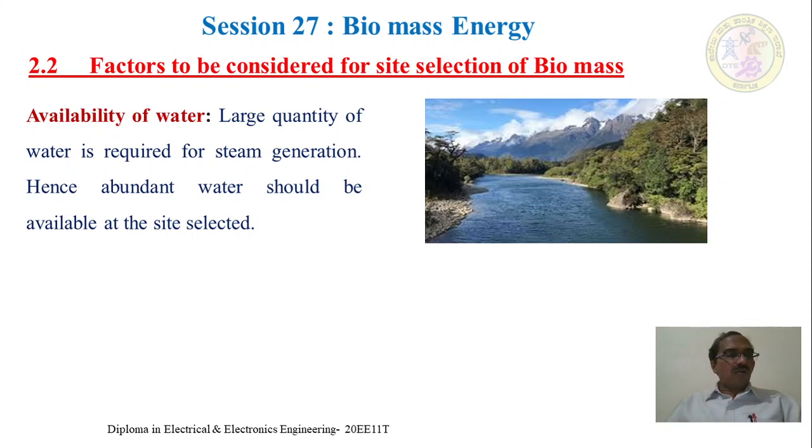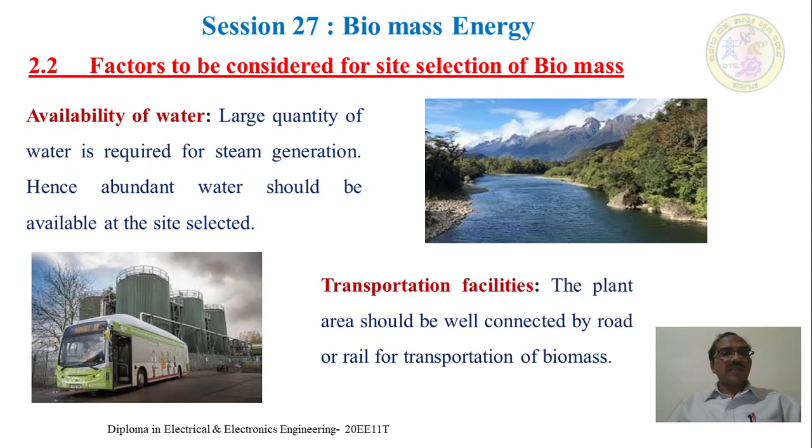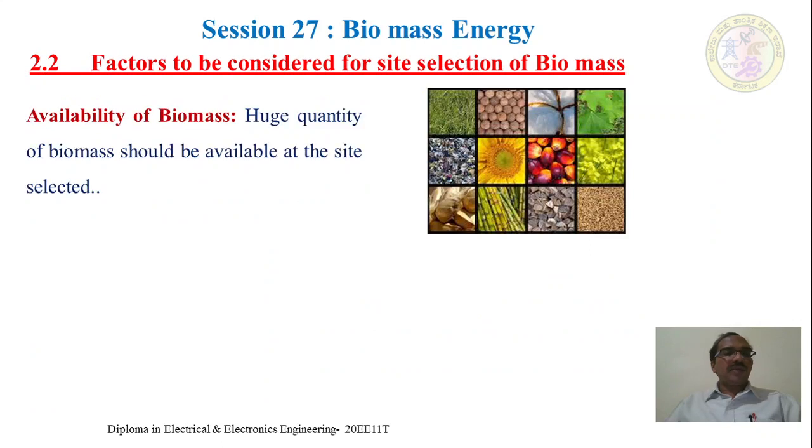One is availability of water. Ambient water should be available at the site. Okay, and then the transportation. Usually, such types of plants are used near the load centers, but still, from the sources to the load center, there should be proper connectivity, either a road or rail transport, so that whatever sources are required should be available. Transportation facility should be properly available. And then, most important, that is availability of the biomass.